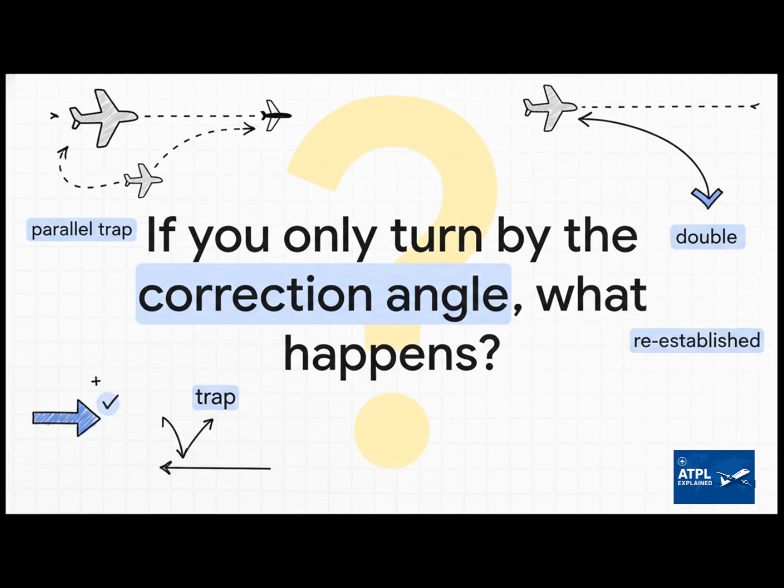To get back on track, you have to turn by that closing angle plus an angle to correct for the wind that pushed you off in the first place. A really common rule of thumb is to just double your correction angle. That'll get you back on track nice and quickly, and then you can reduce your correction once you're reestablished.